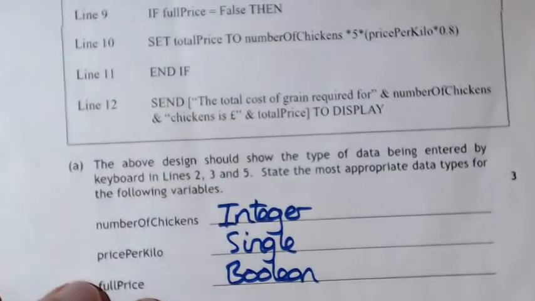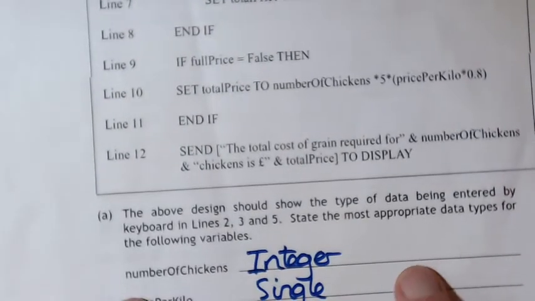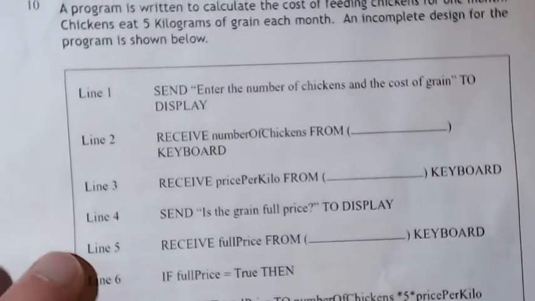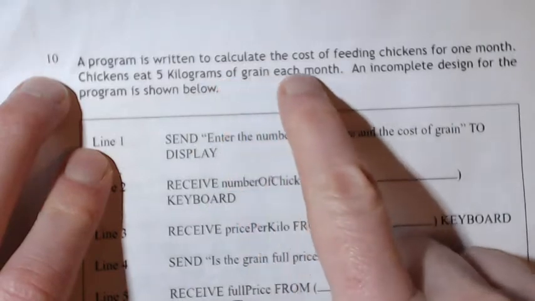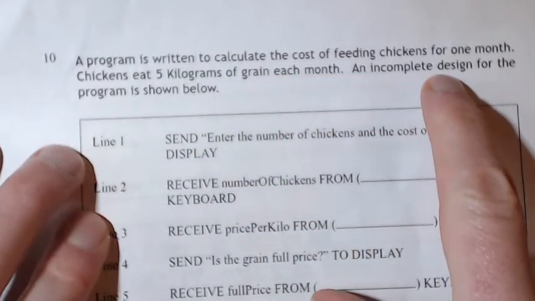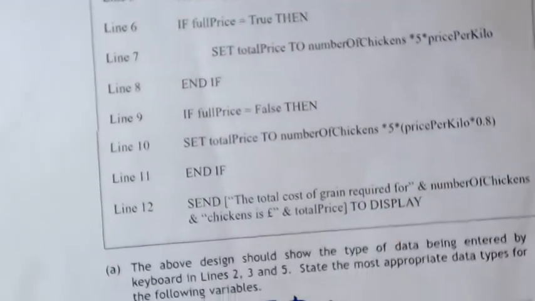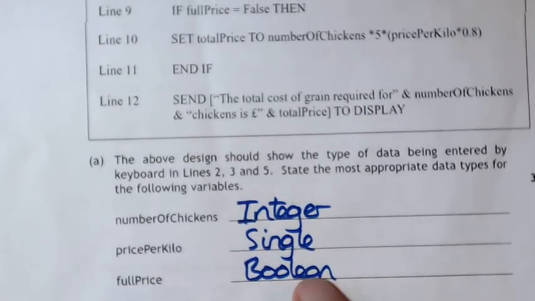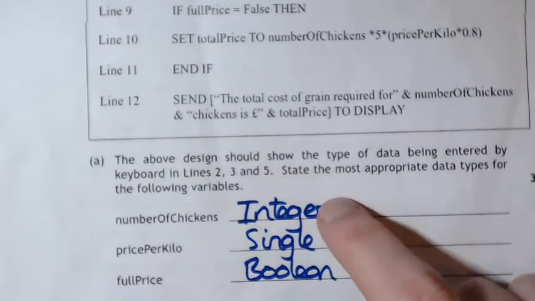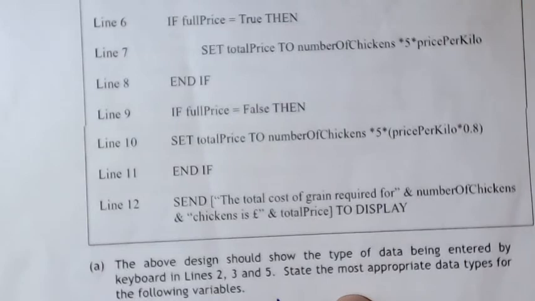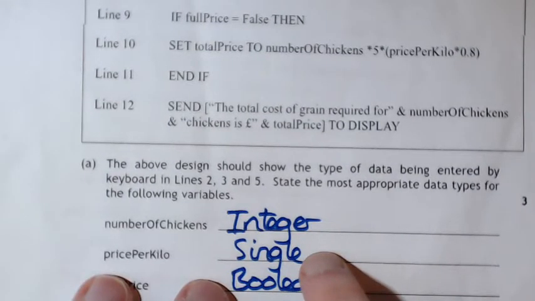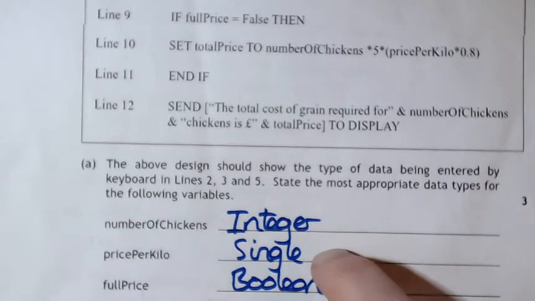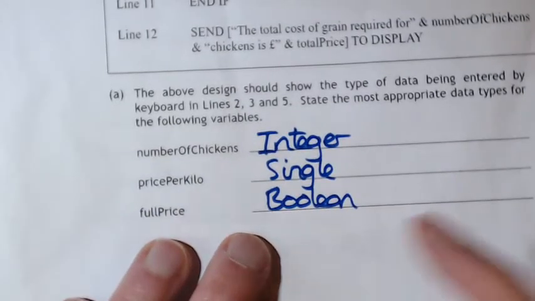And that's the last one. Right, so number of chickens. So it's basically asking you to feed chickens for 1 month, how many kilograms it eats. Right, so number of chickens, well, you're not going to be feeding 2.5 chickens, so that's going to be integer. Price per kilo, well, the price might be like £2.50, so that's going to be single. So whole numbers with decimal points, and it's either going to be full price or not.